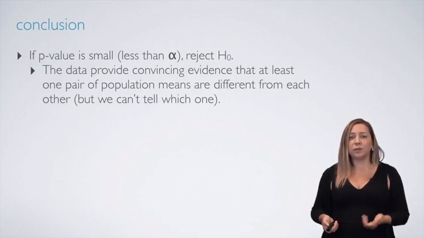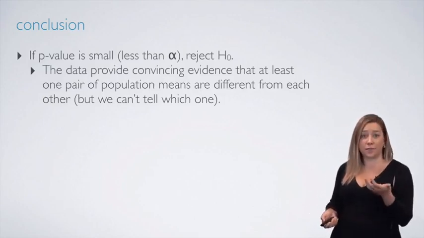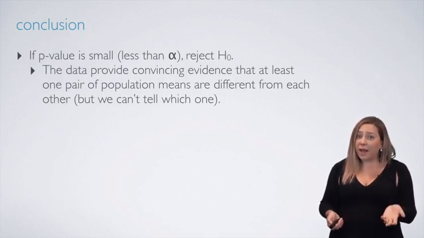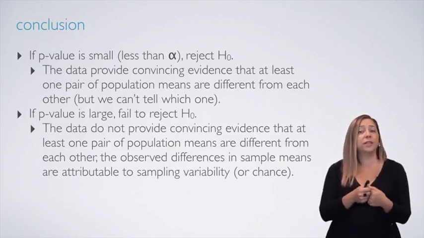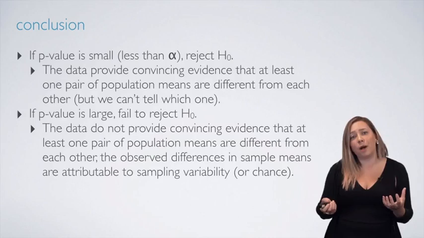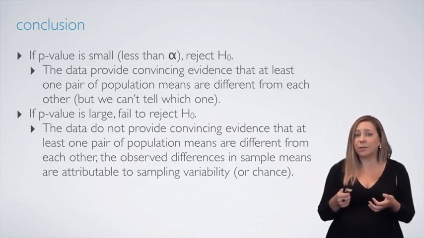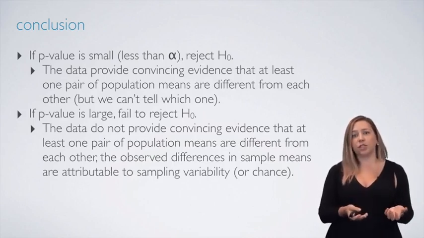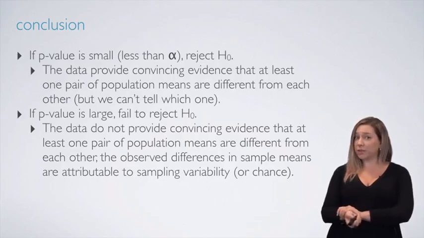If the p-value is small, we reject the null hypothesis and say that we have sufficient evidence for the alternative. If the p-value is large, we fail to reject the null hypothesis and conclude that the data do not provide convincing evidence that at least one pair of population means are different from each other. The observed differences in sample means are then attributable to sampling variability or chance. In this case, we had a pretty tiny p-value, so what's going to be our conclusion?